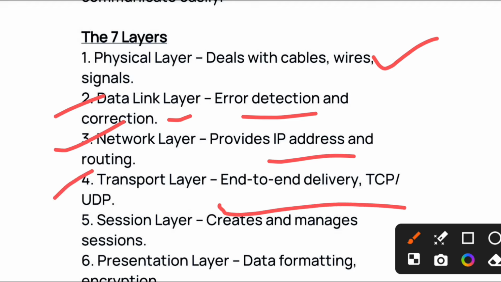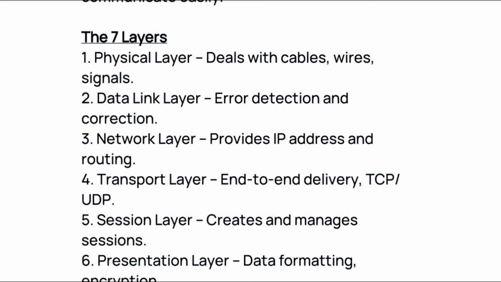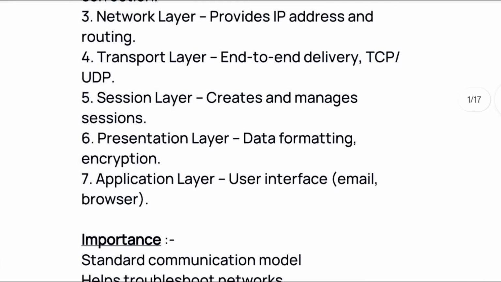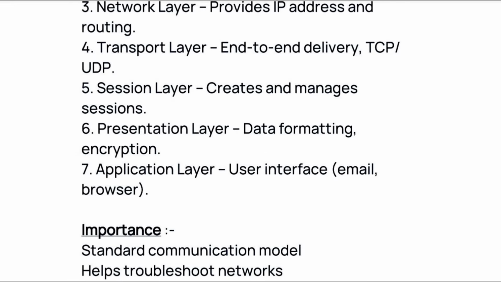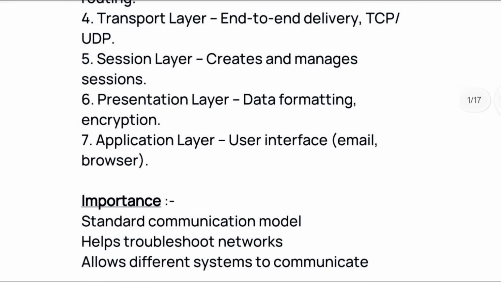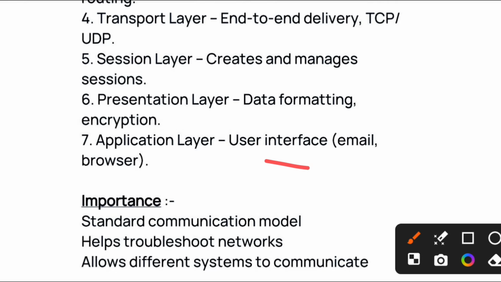See, WhatsApp is an example. WhatsApp has end-to-end encryption. Whatever I am sending will be seen by you only, not by the middle persons. Okay, so fifth one is the session layer. What it will do is create and manage the sessions. Sixth one is the presentation layer. Presentation is about data formatting. It will do the encryption, yes, it will hide your data from hackers. And seventh and the last one is the application layer. Application layer is the user interface, either email, browser, website, anything.